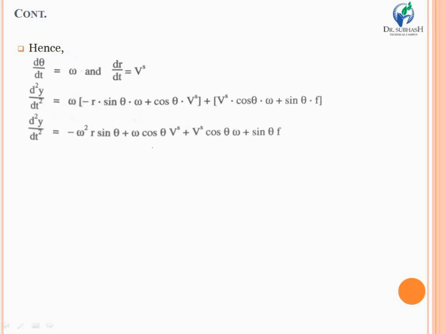So basically this is the relation for the Coriolis component of acceleration. This relation actually represents the Coriolis component of acceleration. So by adopting this procedure, for any mechanism which is sliding along with rotation, you can find the third component, that is the Coriolis component of acceleration.